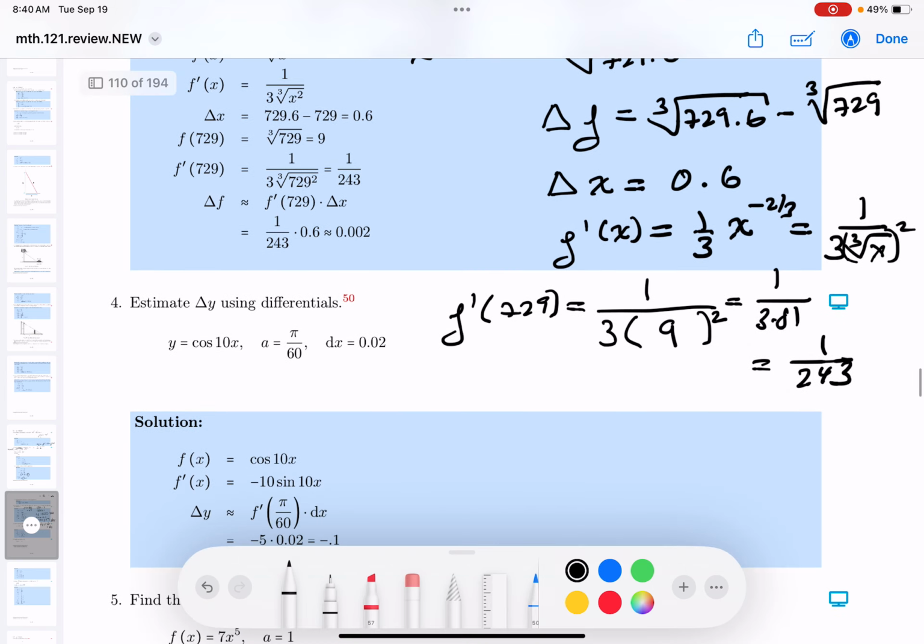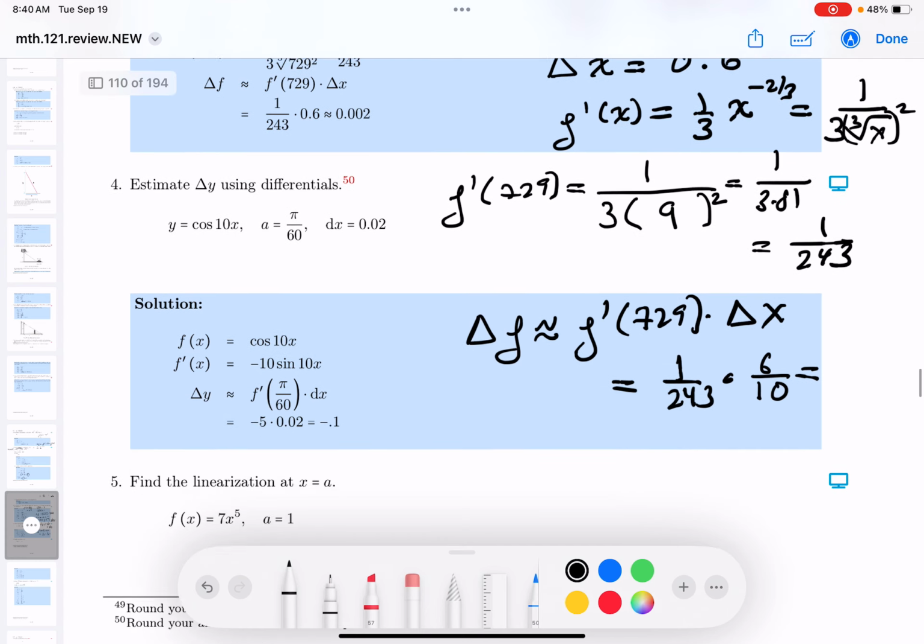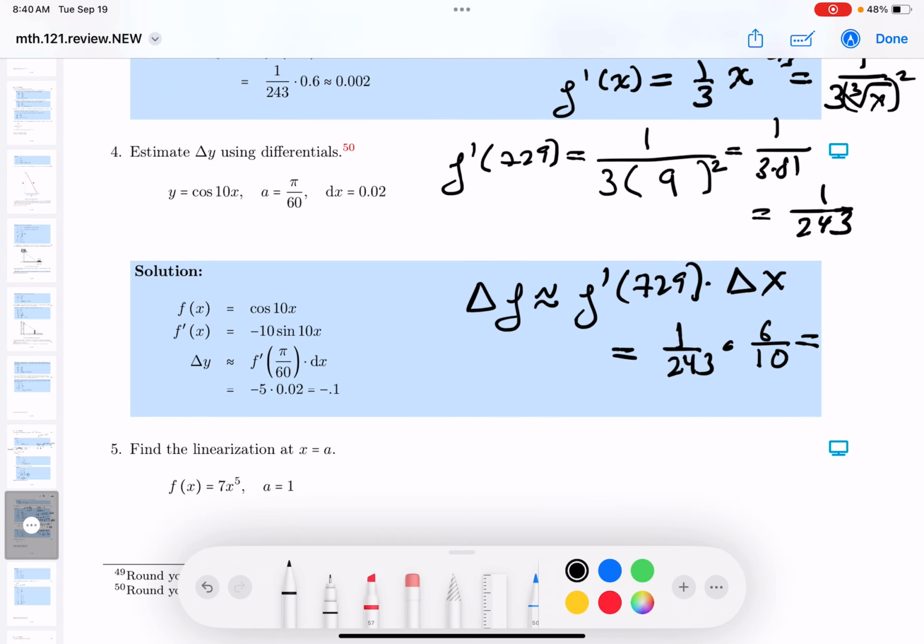All right? I'm going to do my linear approximation now. The delta f is going to be approximately the same thing as f prime of 729 times the delta x. Let's write this down. That's going to be 1 over 243. We just did that computation. And what's delta x? I'm going to write it as 6 over 10. All right, that's 0.6. So one says, why'd you do that? I prefer that as a decimal number.